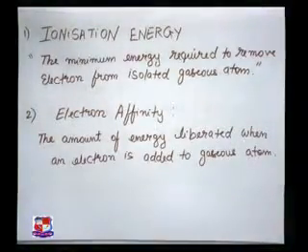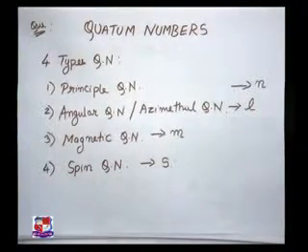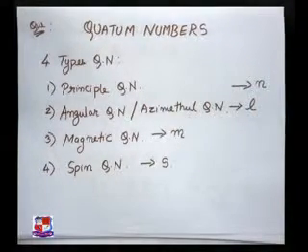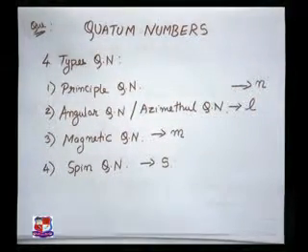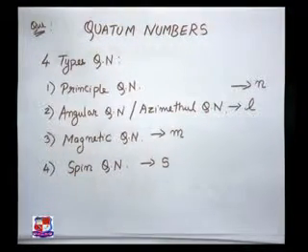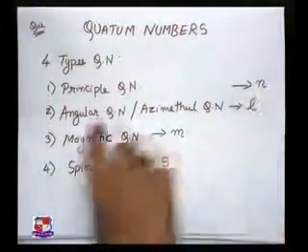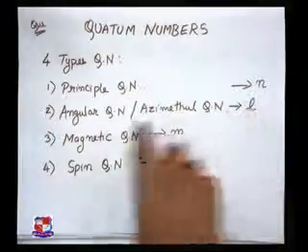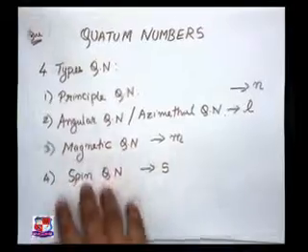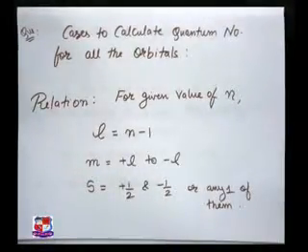That is the difference. Now next are the types of quantum numbers, the basic fundamentals that have to be kept in mind while drawing the shapes of the orbitals. There are basically four types of quantum numbers. The first is the principal quantum number, denoted as n. Then you have the angular quantum number denoted as l, the magnetic quantum number denoted as m, and the spin quantum number denoted as s.